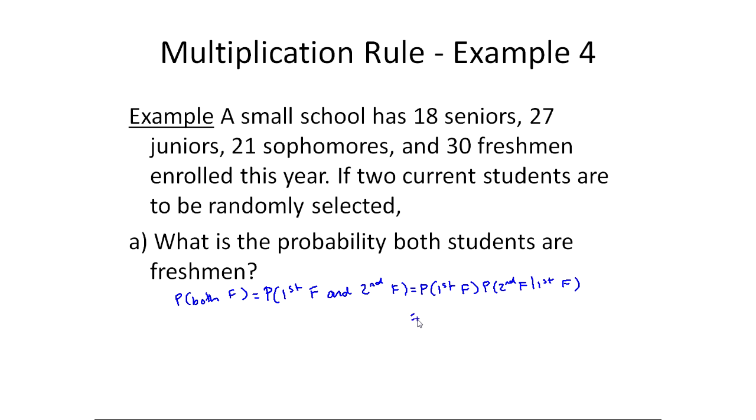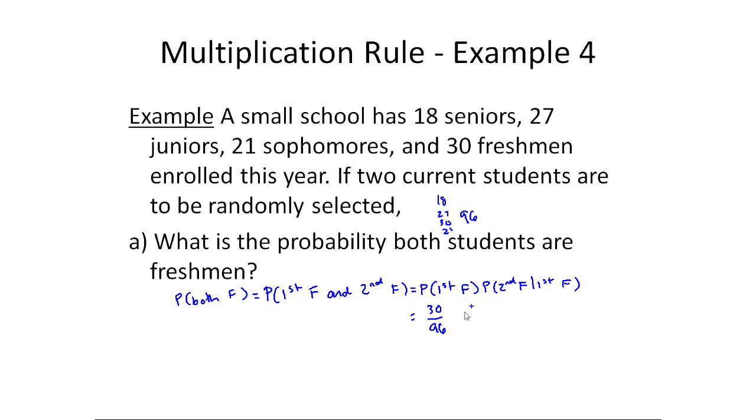Well, when I go to pick somebody, probably the first person is a freshman. Well, there's 30 freshmen, and then I got to figure out what the total number of students is. So we got 18, 27, 30, and 21. So this is the total number of students. And that's a total of 96. So this would be 30 out of 96, which can obviously be simplified, but just hold on a minute.